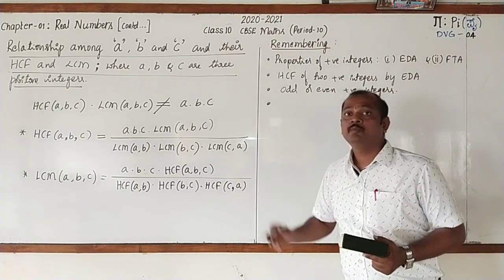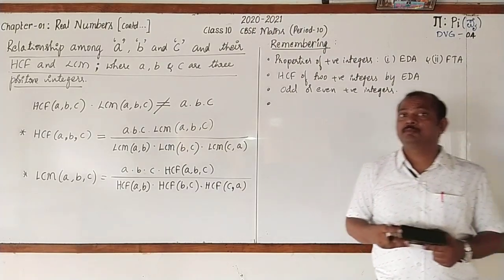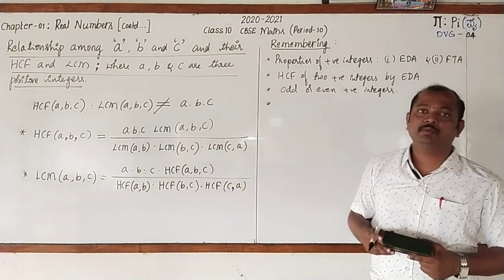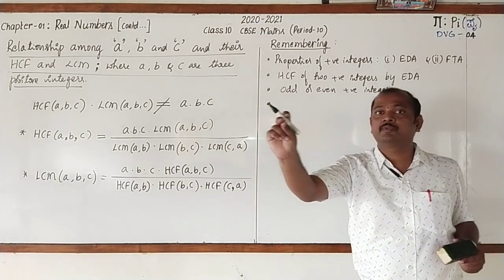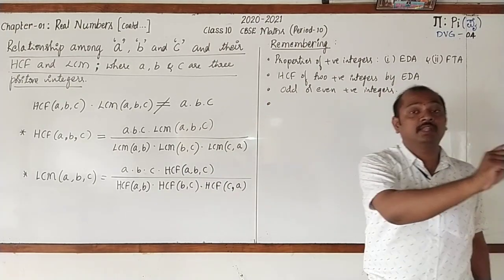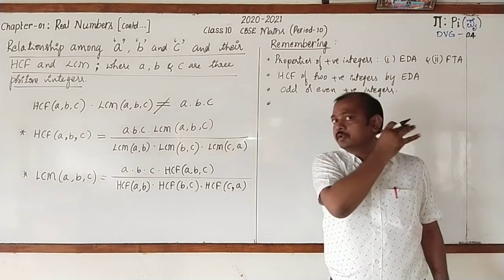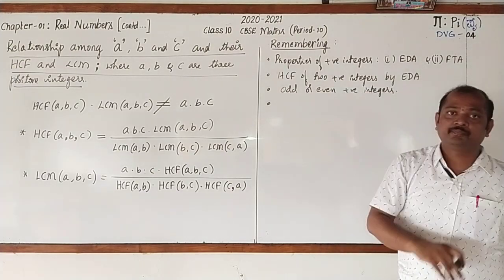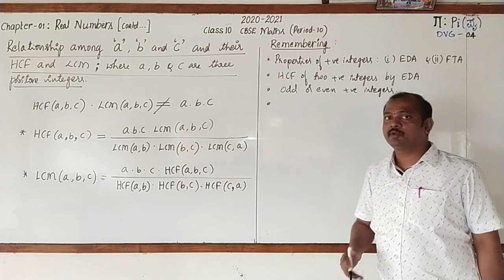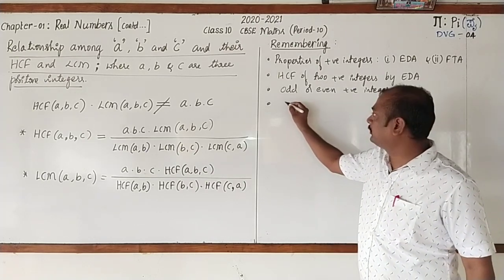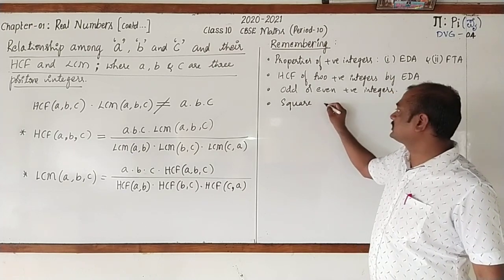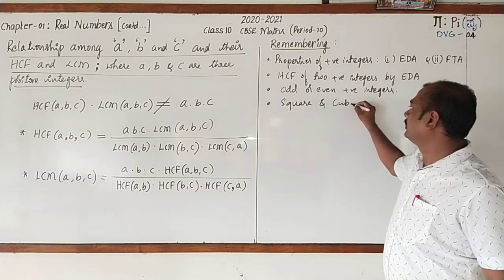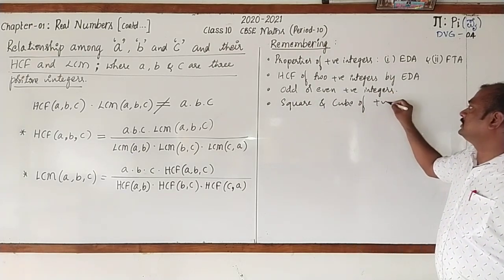Next, another important point: the square of any positive integer is in a particular form. Similarly, the cube of any positive integer is also in the form of 9m plus 8. I think you might have remembered that. Those two are very important: the square of any positive integer and the cube of any positive integer.